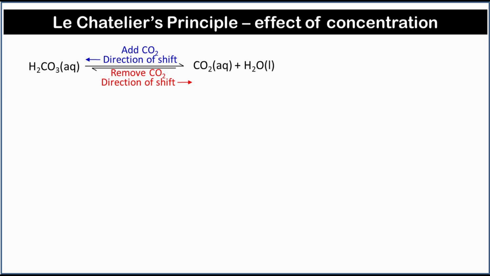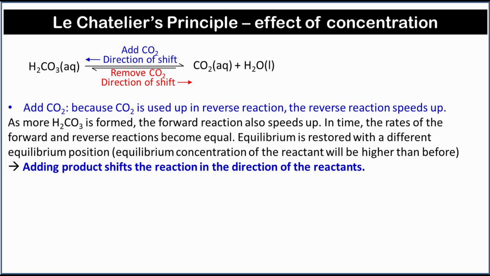Let's illustrate the effect of concentration with the decomposition of carbonic acid in aqueous solution. First, let's add carbon dioxide. Because carbon dioxide is used up, the reverse reaction speeds up. As more carbonic acid is formed, the forward reaction also speeds up. In time, the rates of the forward and reverse reactions become equal. Equilibrium is restored with a different equilibrium position. In other words, the equilibrium concentration of the reactants will be higher than before. Conclusion: adding product shifts the reaction in the direction of the reactants.